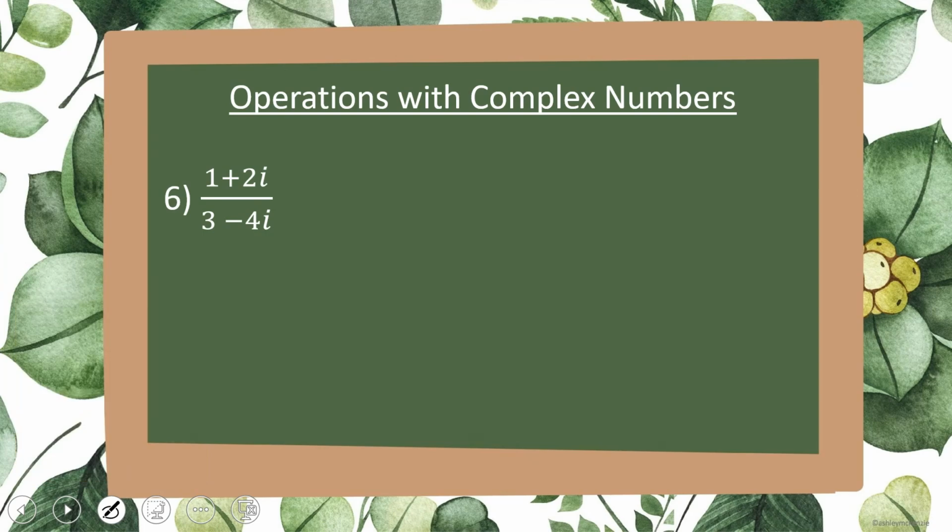Just like with radicals, you can't leave a radical in the denominator. Well, imaginaries technically are radicals. So I need to rationalize this denominator by multiplying by the complex conjugate. If this denominator is a 3 minus 4i, its conjugate would be a 3 plus 4i. And then I need to multiply binomial times binomial for numerator and denominator. So let's show that and see what we get.